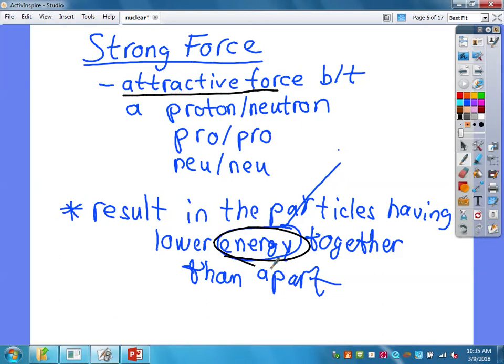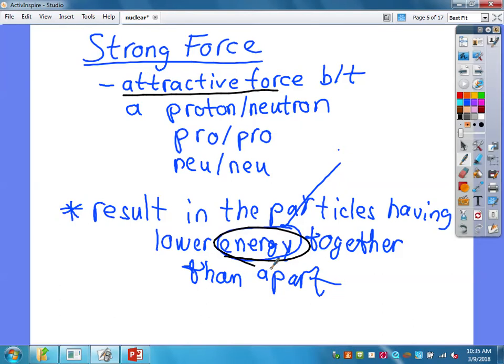Because basically the force helps create, obviously energy does work, and so if I want to break this, there must be a release of energy as well, okay? And again, it results in the particles actually being happier together, lower energy when they are together than if they are apart. That's the other part as well.